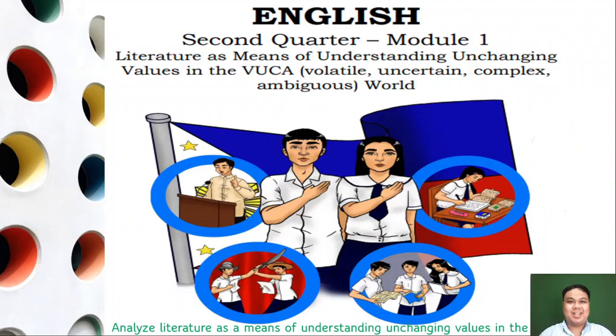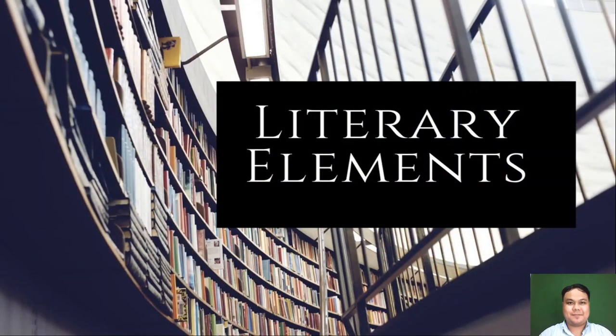Our most essential learning competency is to analyze literature as a means of understanding and changing values in the volatile, uncertain, complex, and ambiguous world. Let's talk about the literary elements.